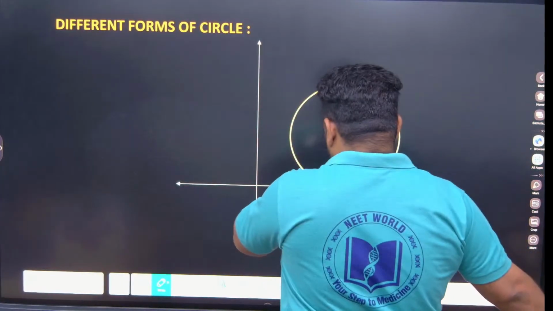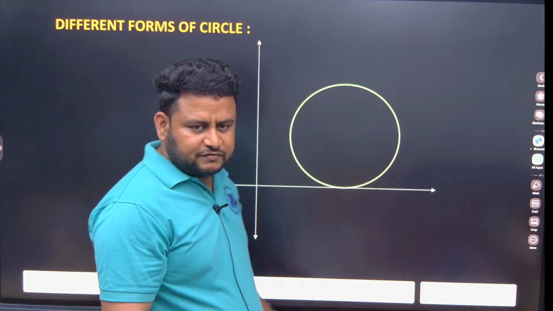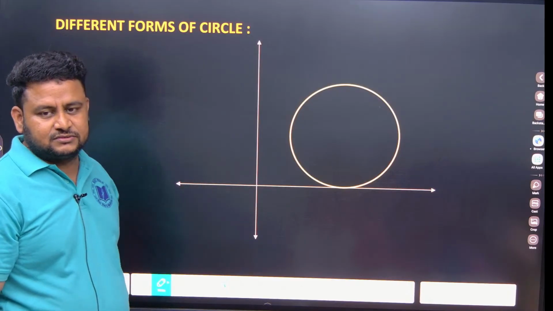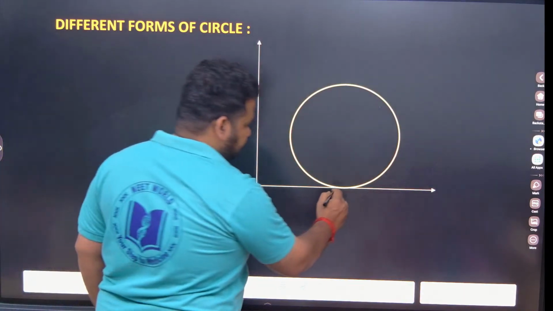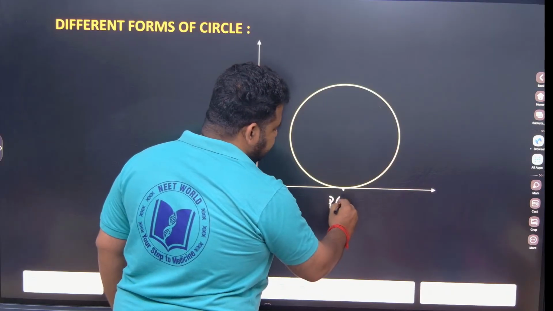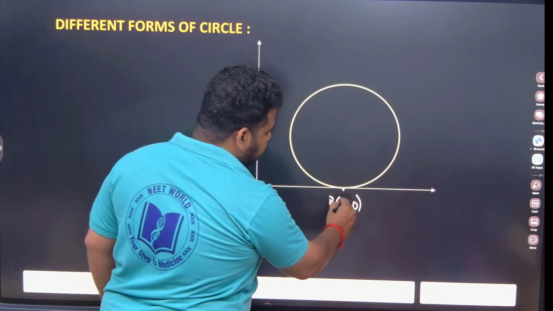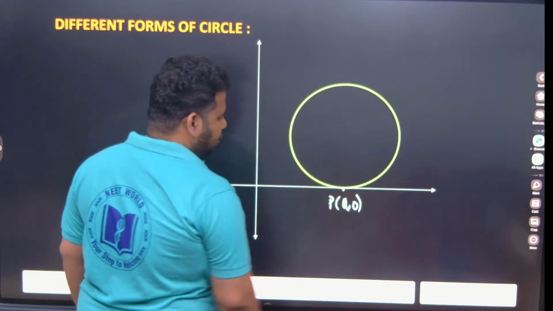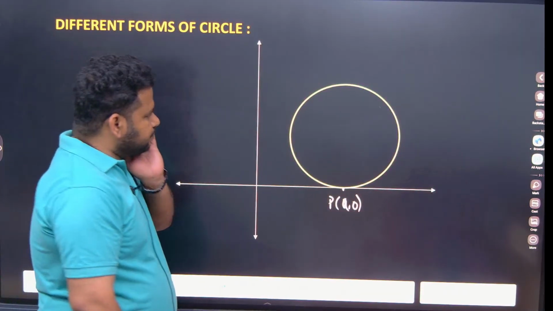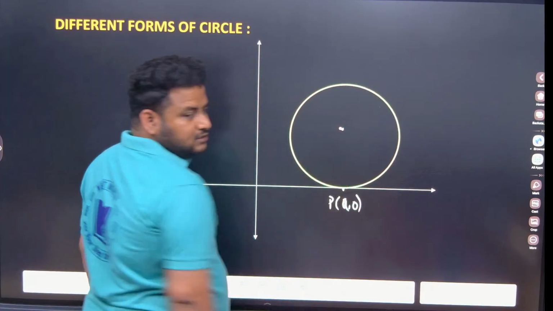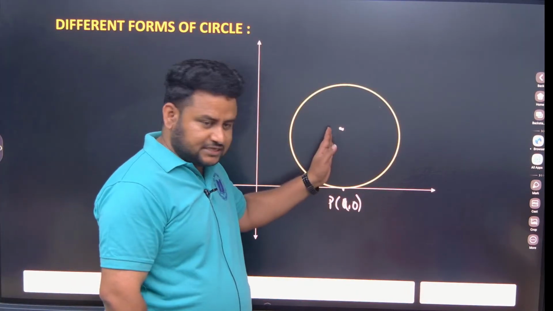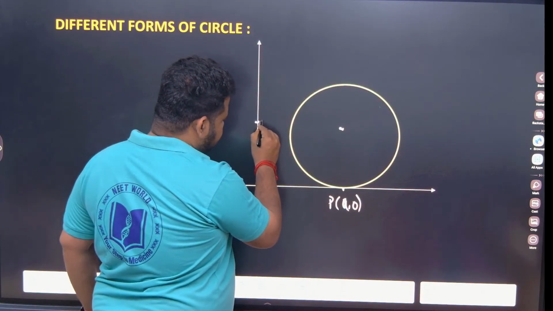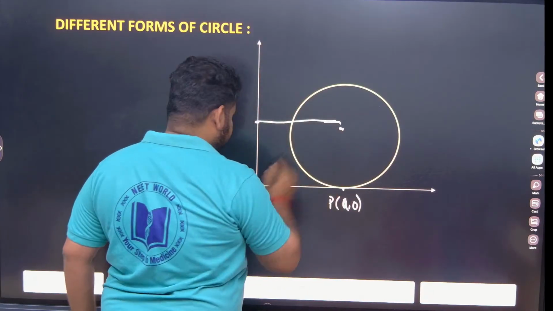Next thing is, what happened? If the circle touches the x axis, the circle is not cutting the x axis, it is touching the x axis. It is touching the x axis, so let the coordinates of this point be A comma 0. Now observe very carefully. This is the center. That means this is having some height. Correct? Let this be point P. Let this be another point. Let this be the center.